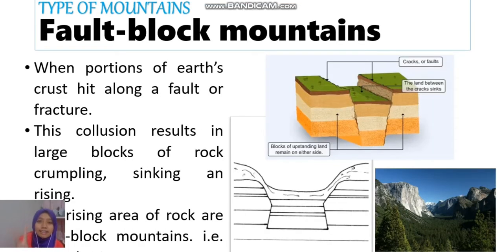Okay, so the second type of mountain is fault block mountain. So how does a fault block mountain form? It is when a portion of Earth's crust is hit along a fault or fracture. Originally, there's a fracture on this land. When the Earth's crust hits it, there's a part that's sinking and there's a part that is rising. So the rising part is the fault block mountain. So this is how it looks like. This is the rising part, and this is the sinking part.